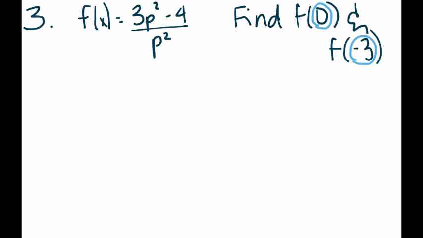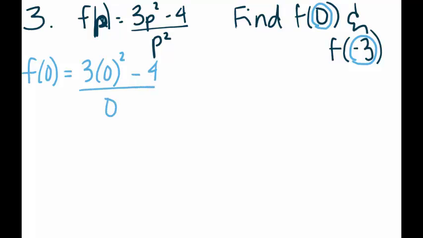The first time, instead of seeing an x, and I know this says x and then there's p's, really this should say f of p, and then wherever you see a p goes everything else. Okay, so we can do that. So the first time, if I see f of 0, that means that wherever there was a letter, now goes a 0. So it's not 3 times p squared, it's 3 times 0 squared minus 4 over 0 squared.